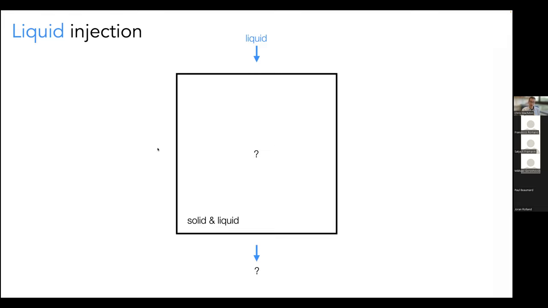The question that I'd like to ask is, what happens if we switch the liquid for a gas? So we replace the liquid with a gas and we inject the gas now from the bottom. So we've got a mixture of grains and liquid, and we've got gas coming in the bottom, flowing through the system and leaving at the top.